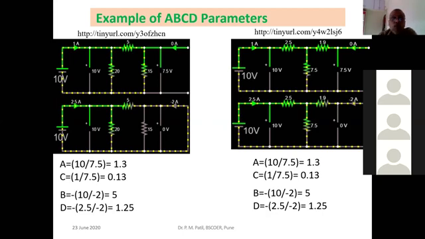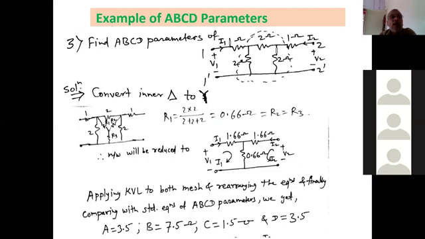And the values of simulated results, they are matching with that of the analytical one. Okay, then next problem is find ABCD parameters of this network. Again, here you can find it is a pi network or a delta is there inner. This inner loop is nothing but a delta.